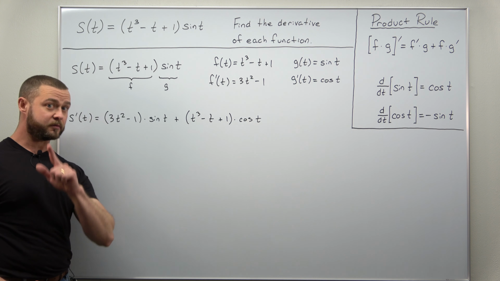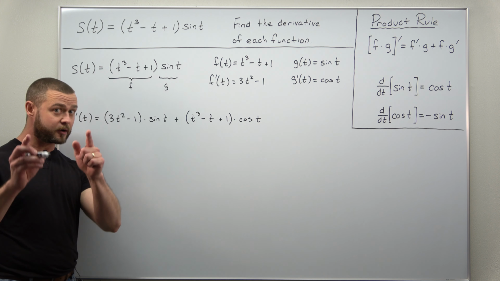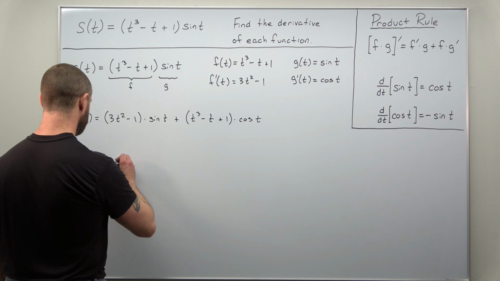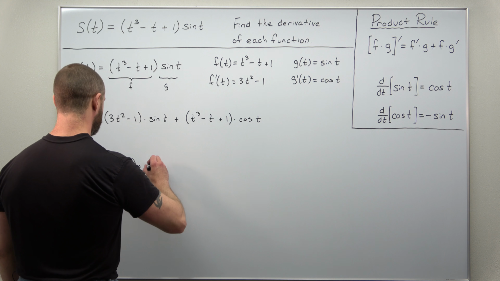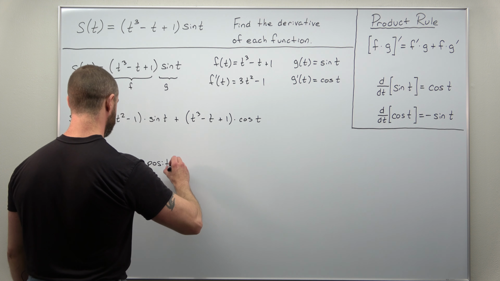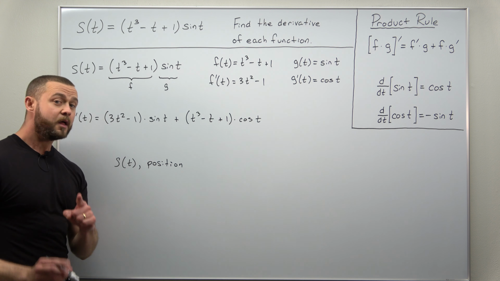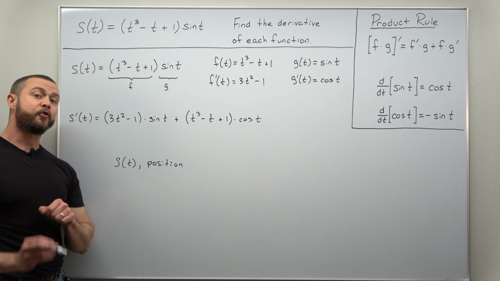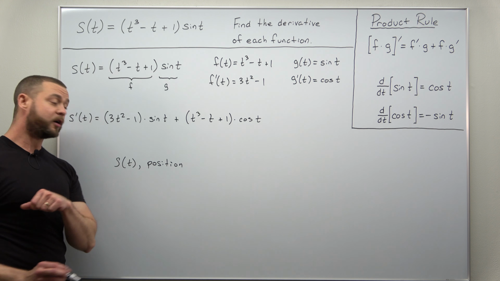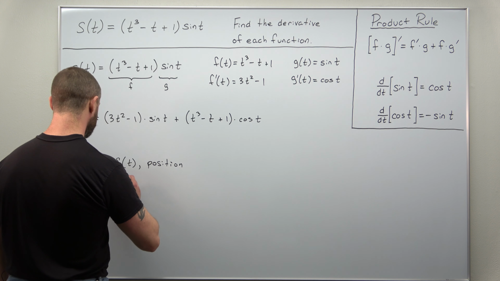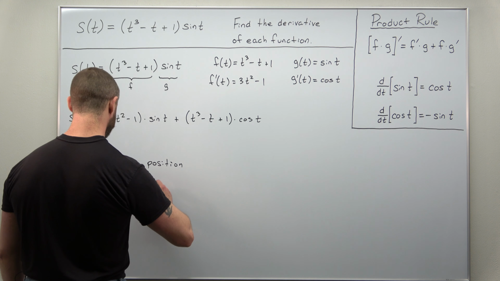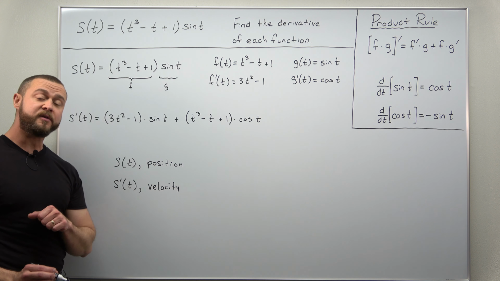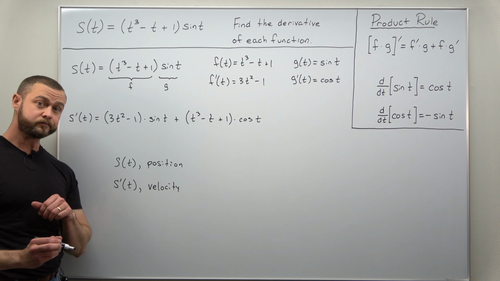Now, one thing I want to mention for this problem, kind of at this point in your Calculus 1 course, you might be used to thinking of s of t as denoting the position of an object. And one of the fundamental ideas in the beginning of a Calculus 1 course, the derivative of position, that's what we call velocity. So s prime, the first derivative that we calculated here, that would represent the velocity of an object.